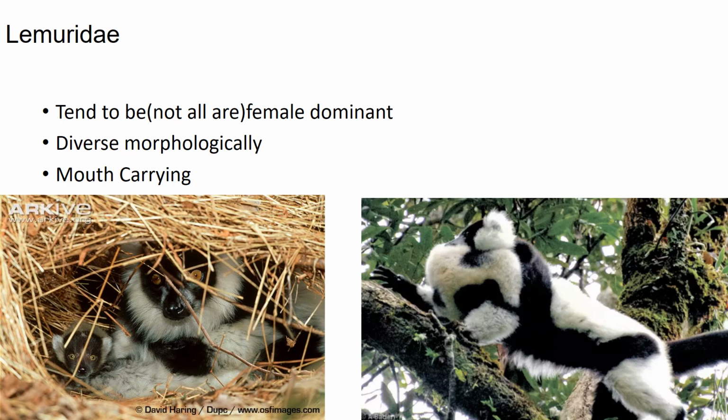And lemurs are leapers as well. So we tend to see that if these individuals are moving from tree to tree, they're doing it by jumping. They're not doing it in any other way. Now, lemurs are interesting because they tend to be, not all, but they tend to be female dominant. So females in lemurs are larger than males. And they're pretty diverse morphologically because, again, we have an island effect going on in Madagascar where lemurs are.